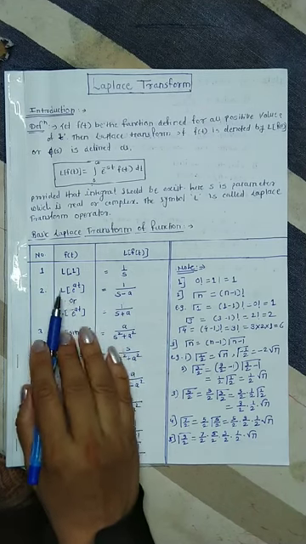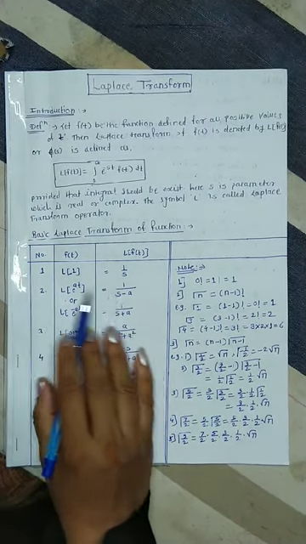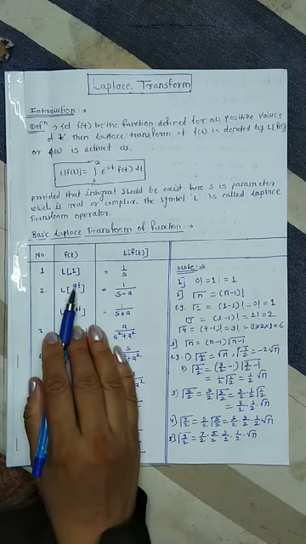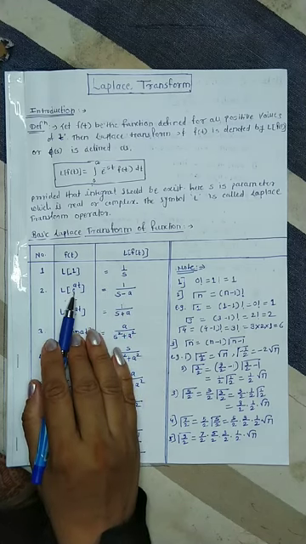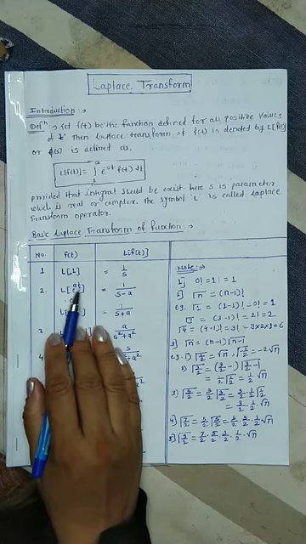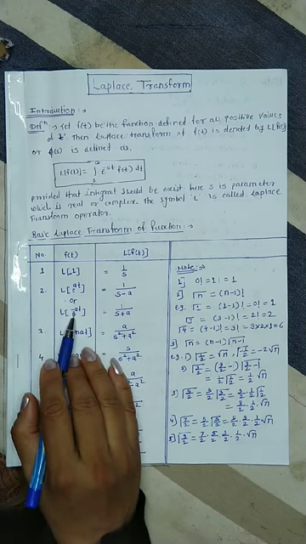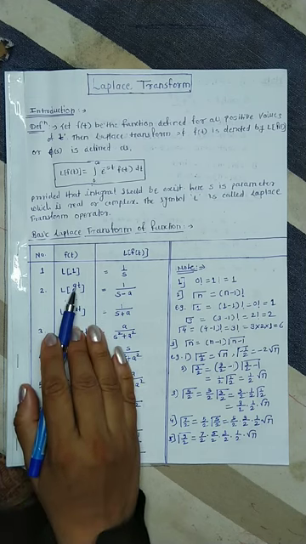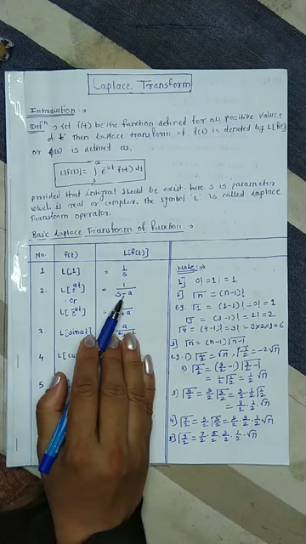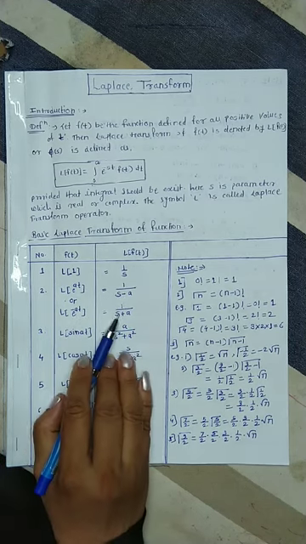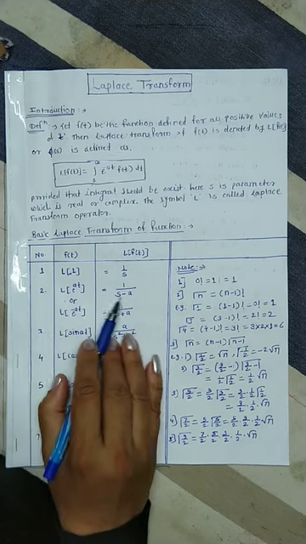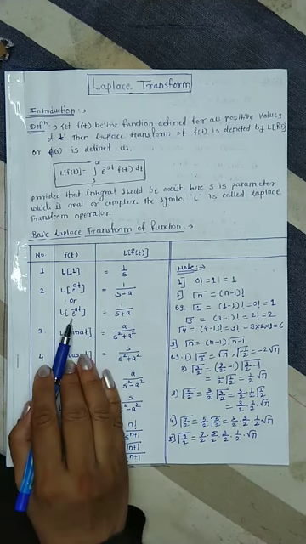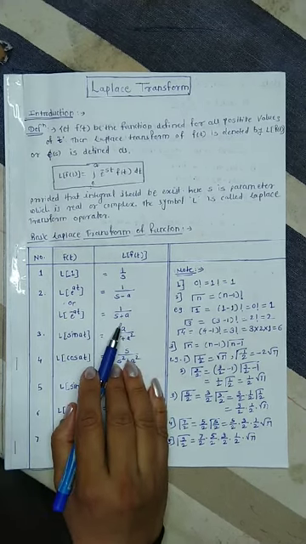E raised to at Laplace is 1 upon s minus a. You have to subtract this number. It is exponential, e raised to at, and a is any number. It may be positive or it may be negative. If a positive number is there, you have to subtract it from s. If a negative number is there, you have to add this number to s. That is, e raised to at Laplace is 1 upon s minus a, and e raised to minus at Laplace is 1 upon s plus a.